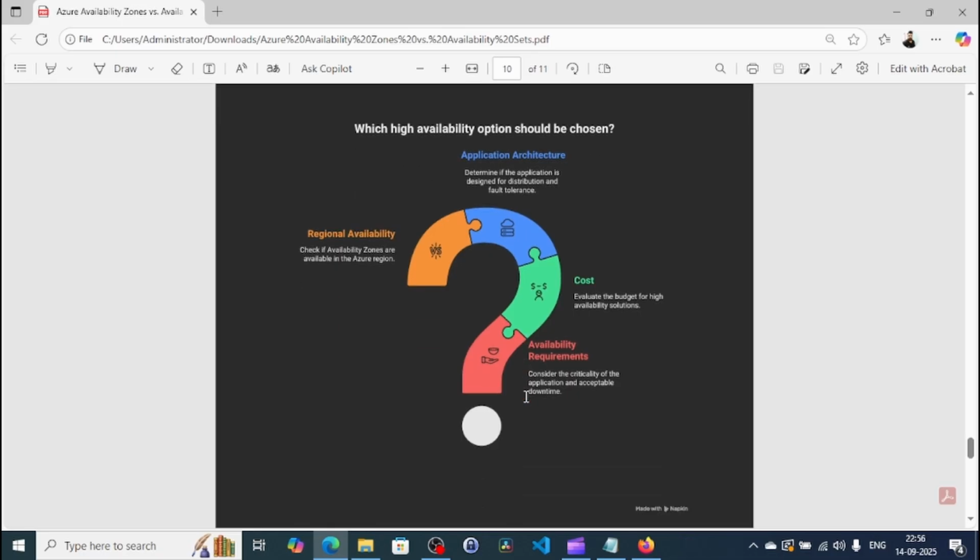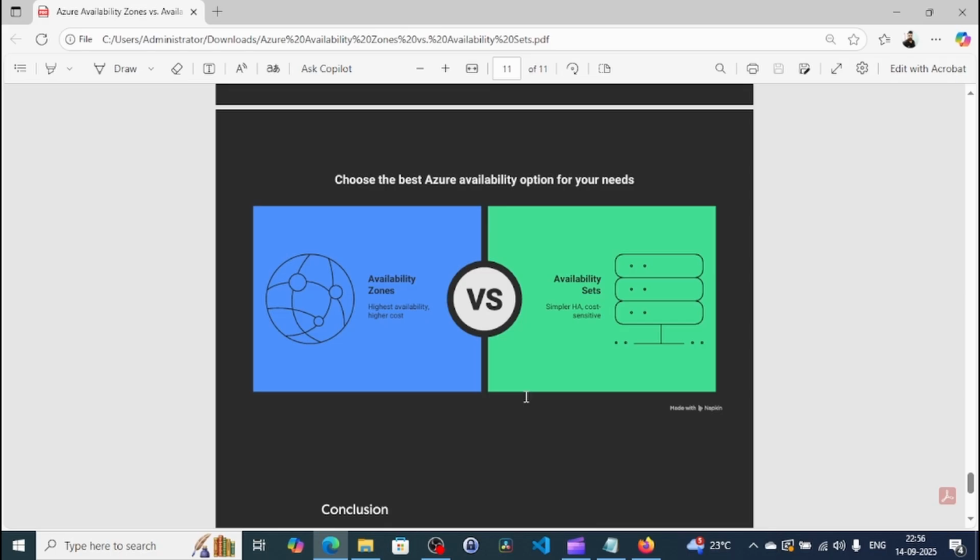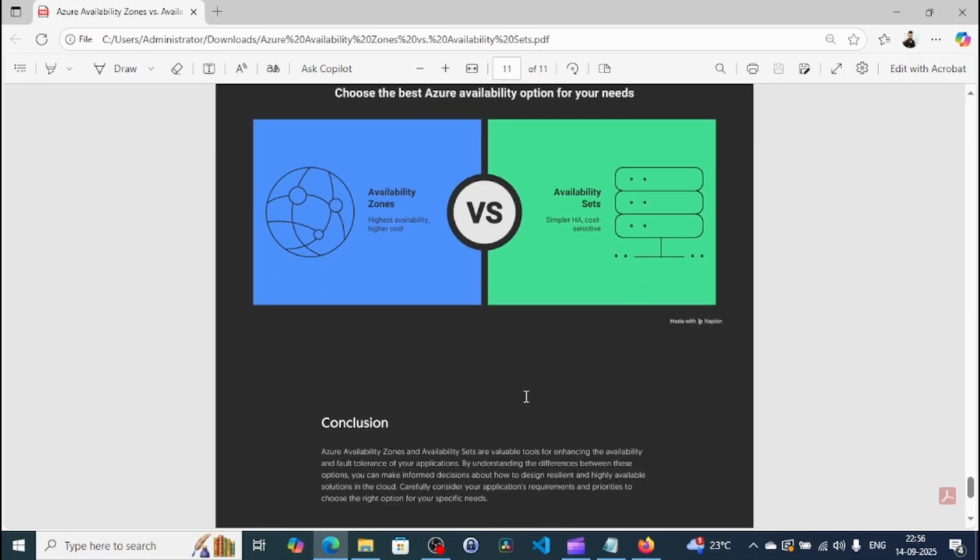To wrap up, availability sets are great for simple, within a data center, cost-sensitive workloads, and legacy applications. Availability zones provide the highest protection by spreading workloads across separate data centers, but they cost more and require modern architecture. The decision depends on your application's criticality, architecture, and budget. By understanding these two options, you can design applications that are not only scalable but also resilient and reliable in the cloud. I hope this session gave you a clear understanding of how availability sets and availability zones play a crucial role in achieving high availability in Azure.